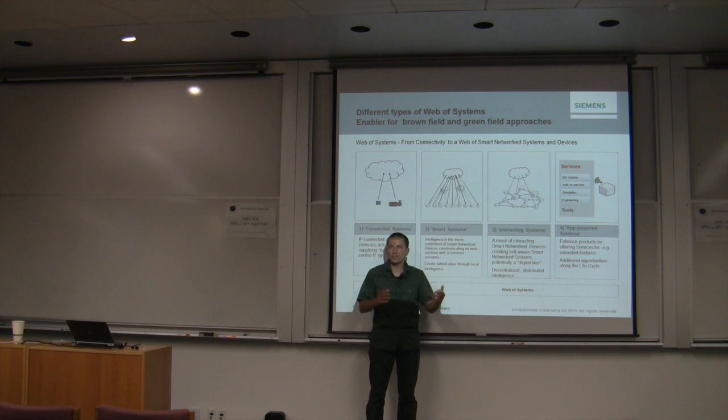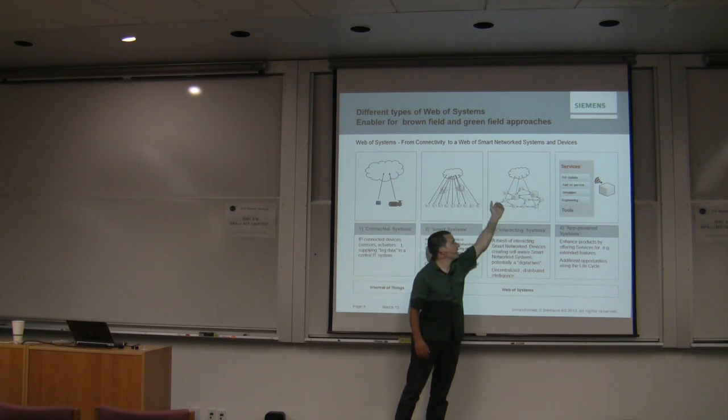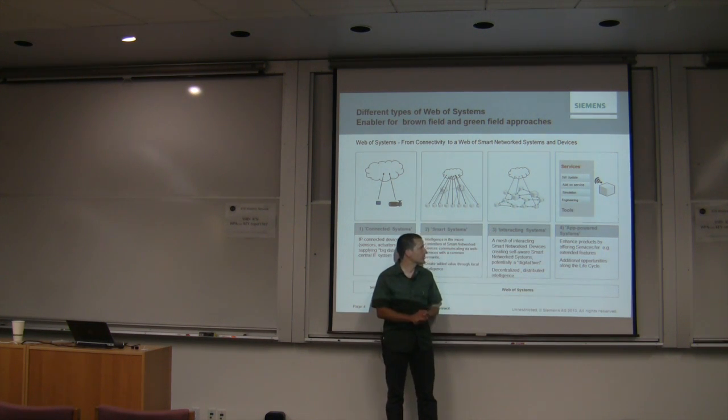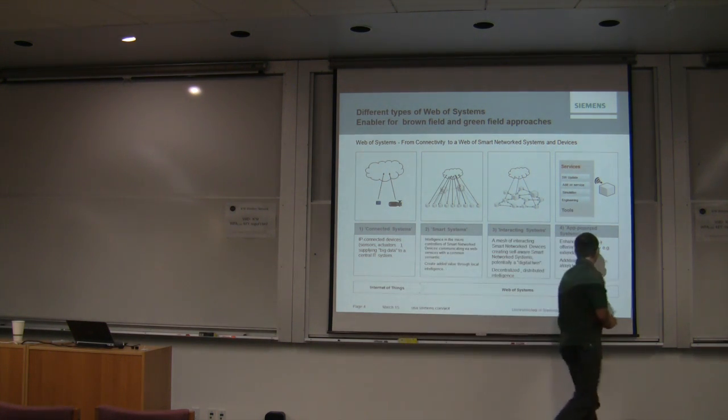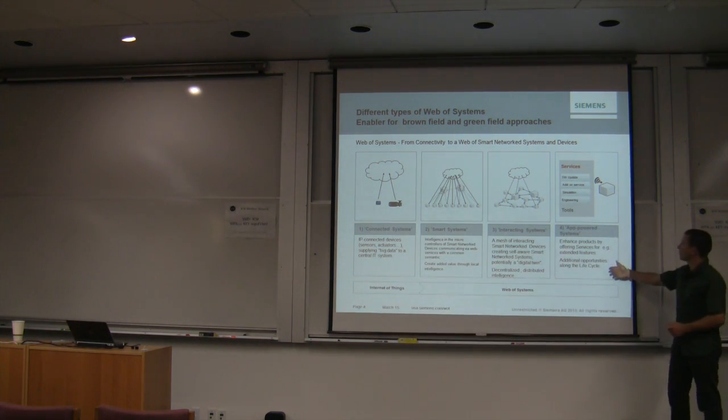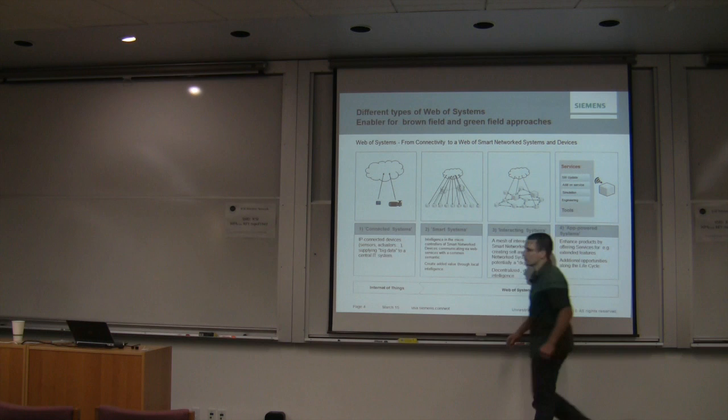And this is an example where the decision is made locally. So it has different advantages. You are not dependent on connectivity to the cloud. It might also have the disadvantage that you have to have a way to manage these devices and also to provide updates to them. But that's an example of how we see these interacting systems can provide value. And ultimately, the fourth step is app-powered systems, where we can enhance physical products by providing additional features and services here.